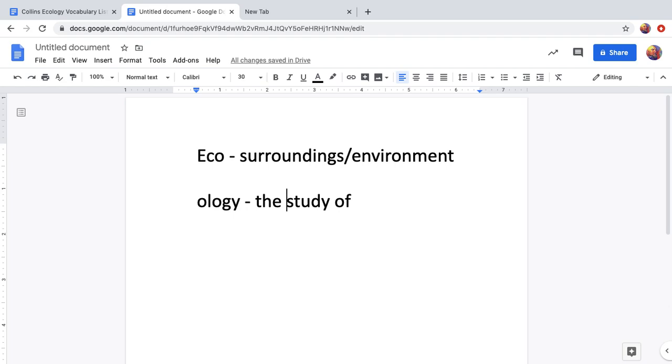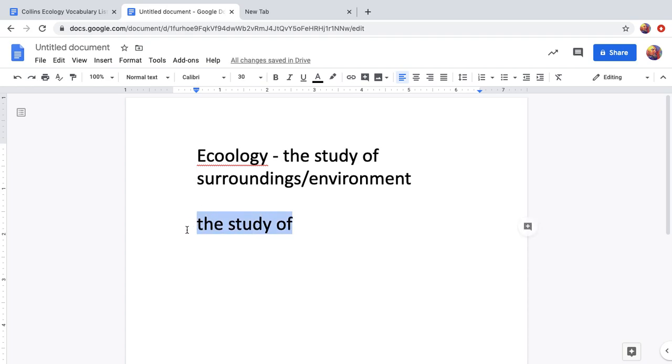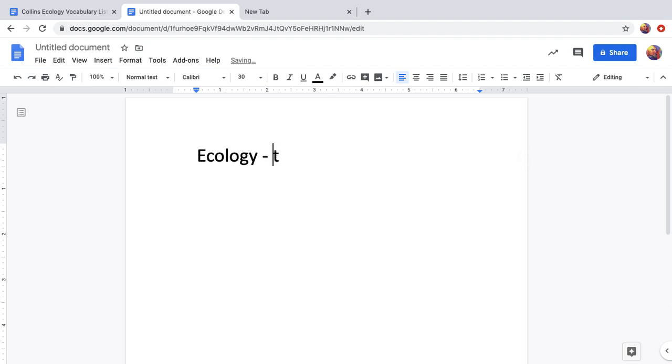So now we can see how this word gets its meaning even without having to look up the exact definition, because when we put these together, we get ecology, the study of our surroundings or our environment, right? Because we know that ecology is the study of nature, the study of our ecosystem, and the study of our environment.